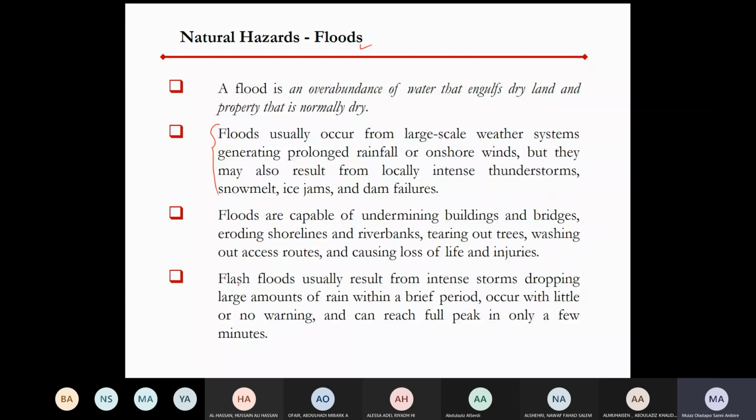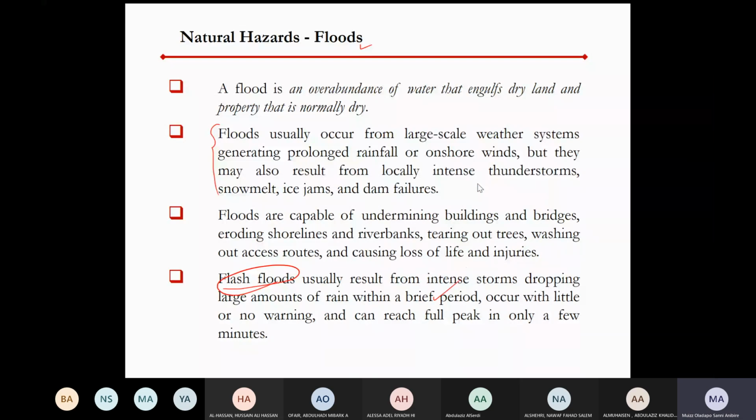Now, flash floods. Here we also have a concept called flash floods. Flash floods refer to when you have a lot of water coming down in a very short period of time. So these are intense storms, dropping large amounts of rain within a very brief period. I'm sure sometimes you might have seen rain falling for just a few minutes, sometimes 2 or 3 minutes. You think it's just a light shower, but when you come out of your house, you see that the whole place is flooded.